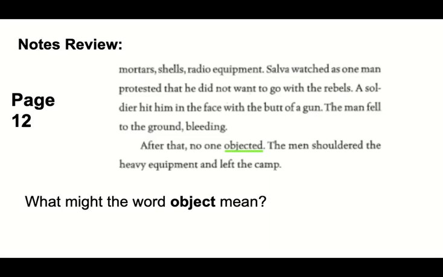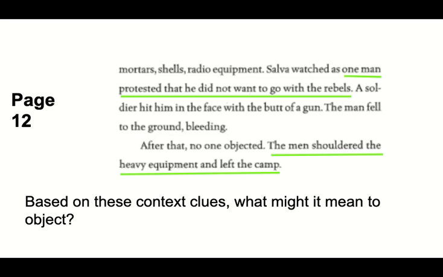For example, on page 12 of A Long Walk to Water, we find the word objected. Or is it objected? What is this word? We can start with some context clues. It says that after that, no one objected. But what was that? Oh, earlier we see that one man protested he didn't want to go with the rebels, and he got cracked in the face for speaking up. So after that, no one objected. In the next sentence, it says what they did instead. They shouldered the heavy equipment and left the camp. So they did what the soldiers told them to. The man who did object didn't want to do what they said.